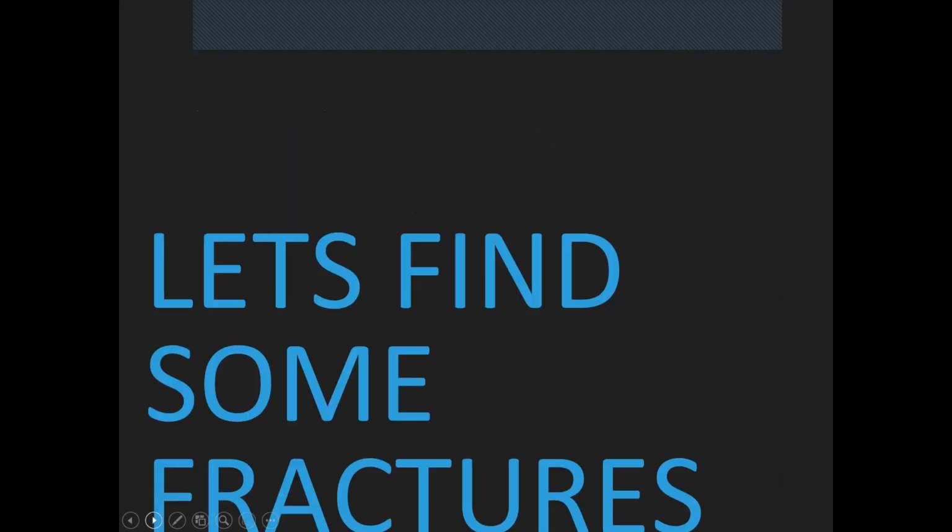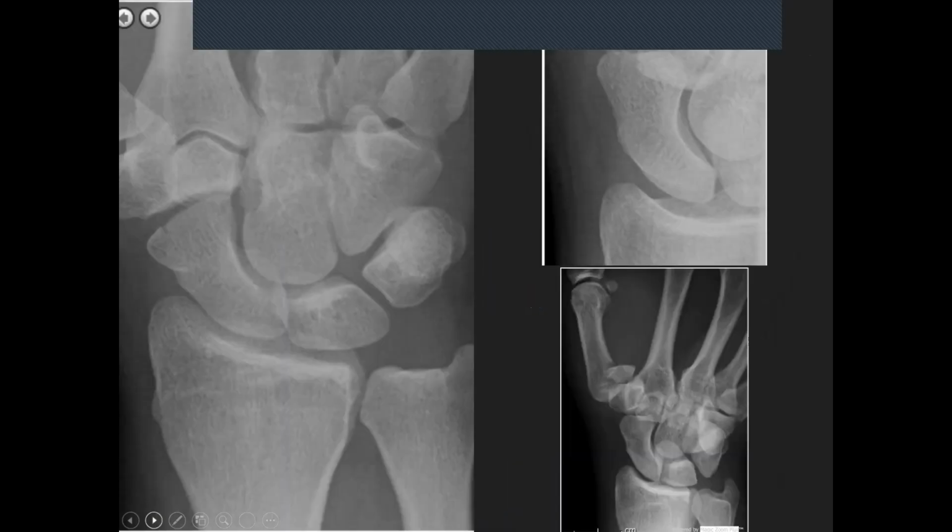Okay. So let's find some fractures. If I were you, I would just take a few minutes and quietly look at all of these. Okay, so take a few minutes and just have a look through all of these and see where you can see the fractures. Okay. Now, if you've done that and you've already rejoined the video, then you should have found the first one at least.